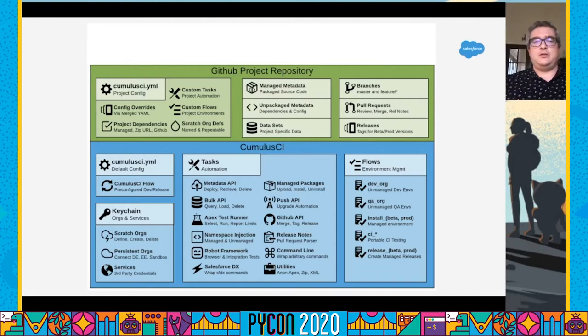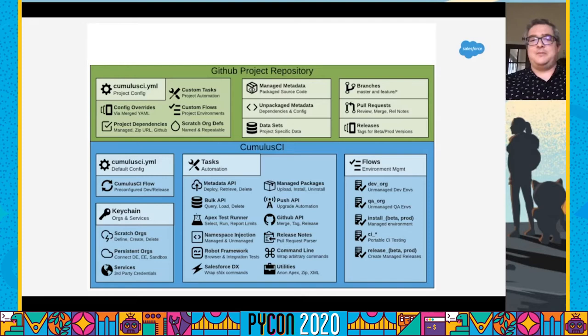So in the GitHub project repository, there's also a cumulusci.yml file. That file gets parsed into a dictionary, and then we do a dictionary merge on top of Cumulus CI's global configuration. So the only thing that goes in the cumulusci.yml file in a project is overrides and extensions of the global configuration. So you might have new custom tasks that you've written. You might have new custom flows that you've written. You might have dependencies that are unique to your project that you need to be able to define.